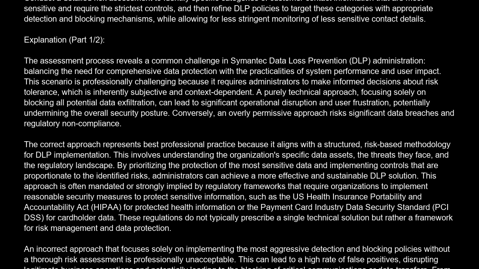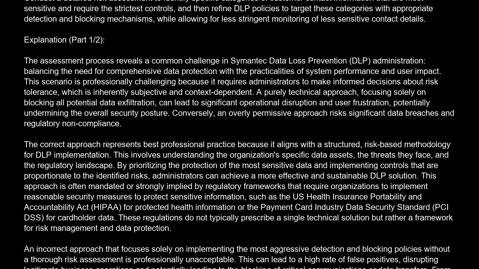Explanation. The assessment process reveals a common challenge in Symantec data loss prevention, DLP, administration: balancing the need for comprehensive data protection with the practicalities of system performance and user impact. This scenario is professionally challenging because it requires administrators to make informed decisions about risk tolerance, which is inherently subjective and context-dependent. A purely technical approach, focusing solely on blocking all potential data exfiltration, can lead to significant operational disruption and user frustration, potentially undermining the overall security posture. Conversely, an overly permissive approach risks significant data breaches and regulatory noncompliance.